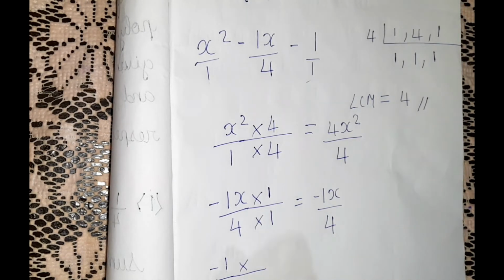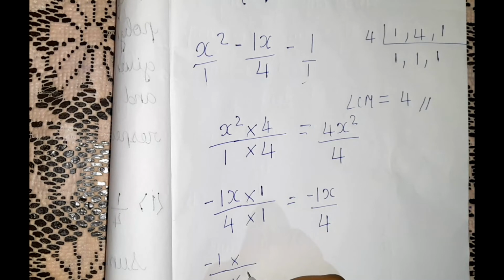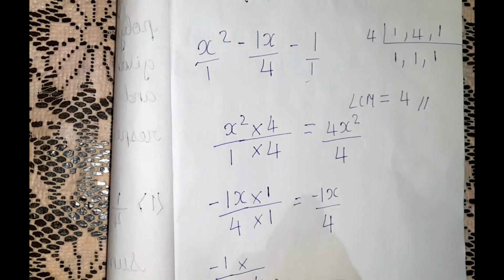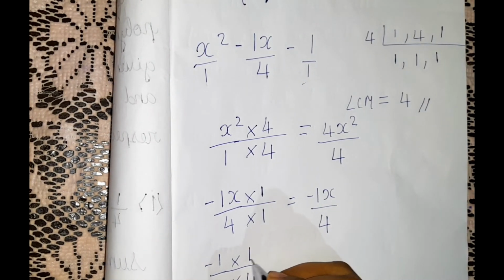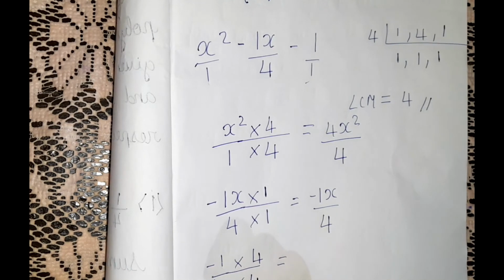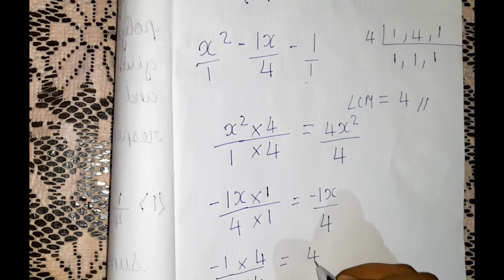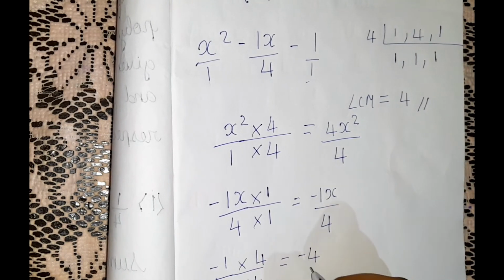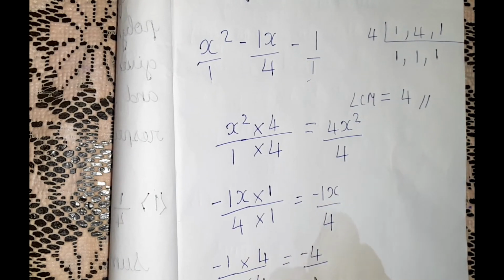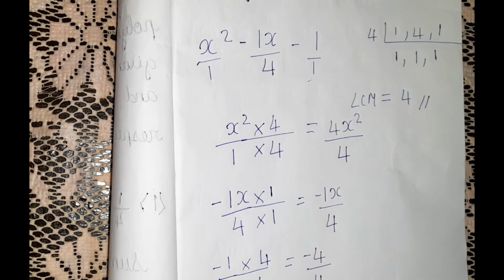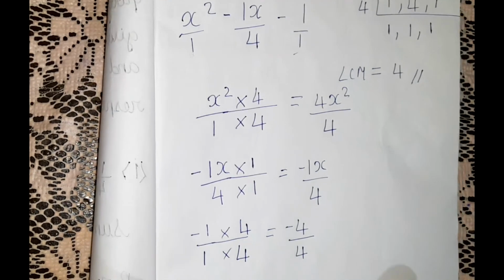So what I did is, I am going to be writing 4 here. Why? Because 1 into 4 is 4. So we shall write 4 right over here. Okay, so 1 into 4 is 4, and plus into minus is minus, divided by 1 into 4, which is 4. Okay, so now we got minus 4 divided by 4.